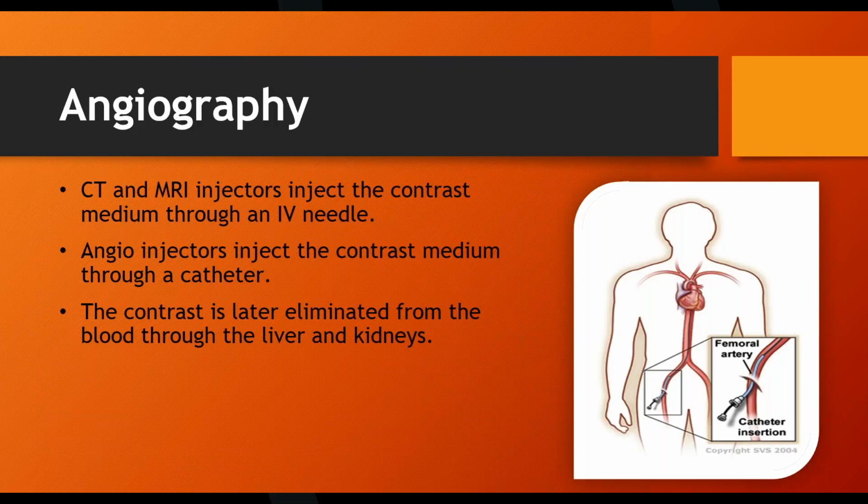So we can shoot the contrast specifically into this body part while we're viewing the body part. Whereas with CT and MRI, it's just an IV needle, and we're basically just lighting the whole patient up, over a longer, slower injection. So that's the biggest difference between the two.